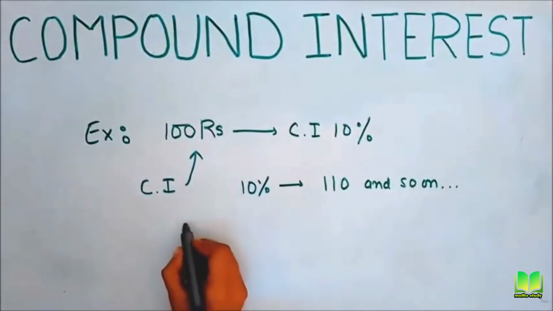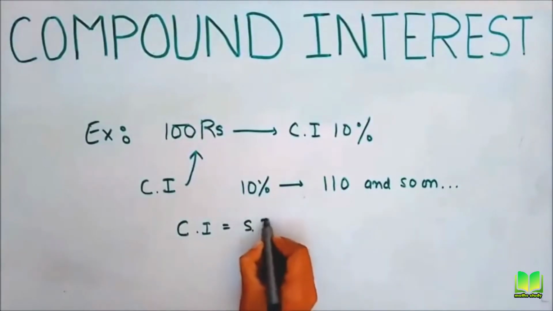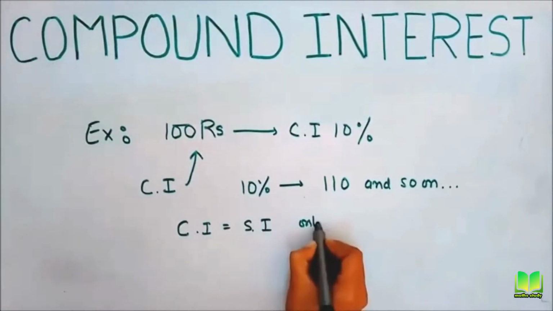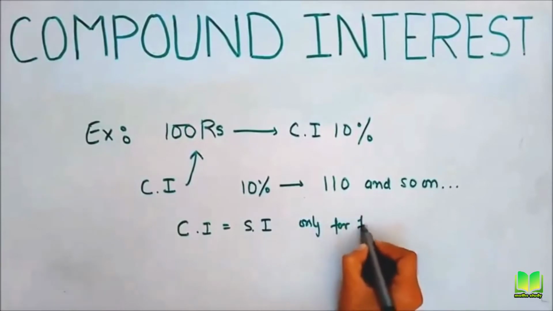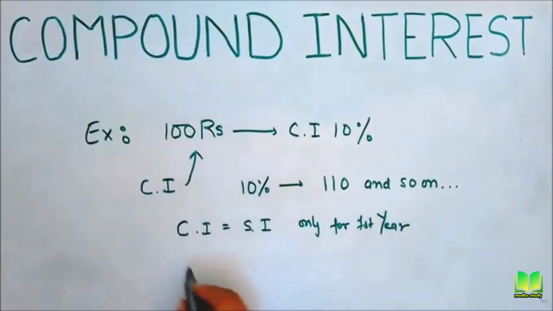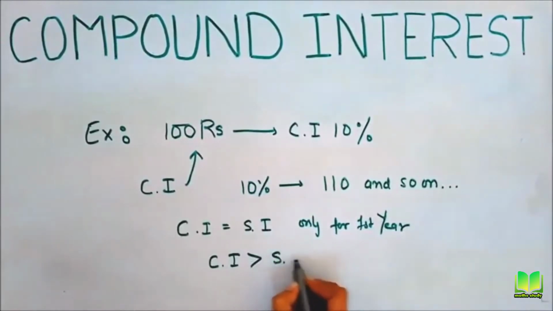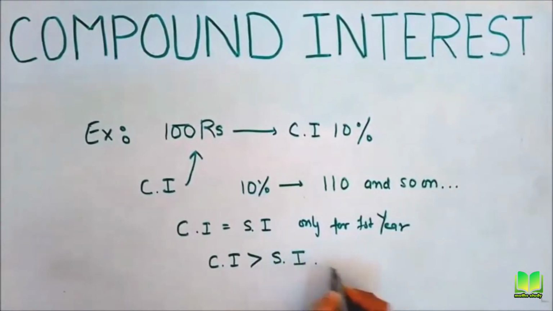So the compound interest is equal to simple interest only for the first year, but after the first year the compound interest is always greater than simple interest.